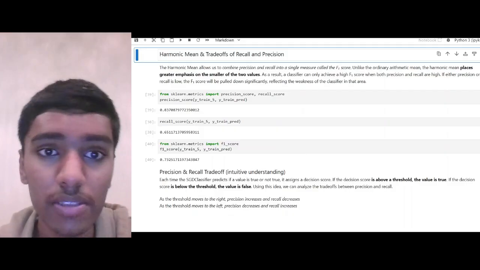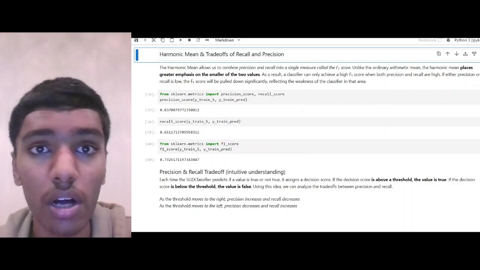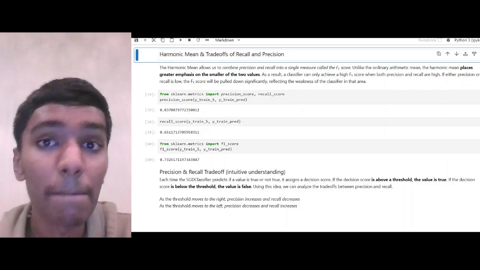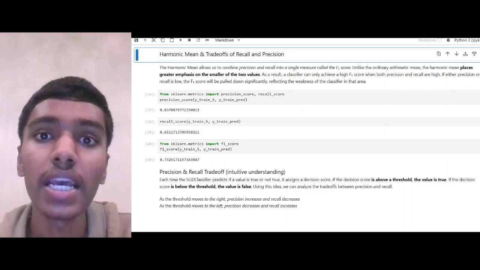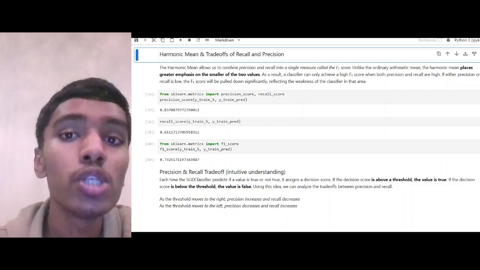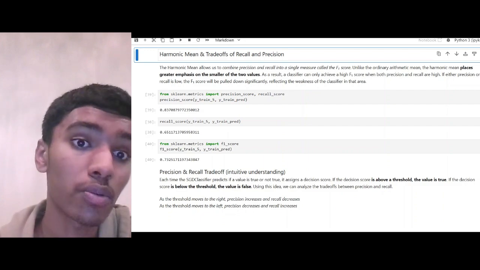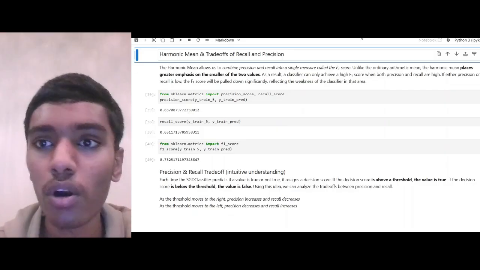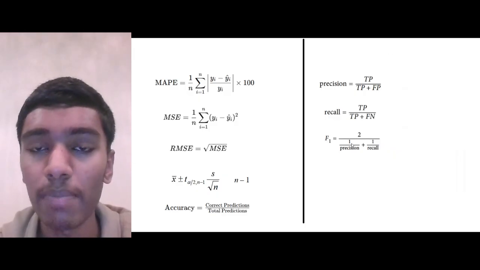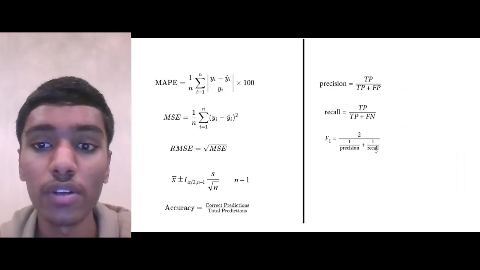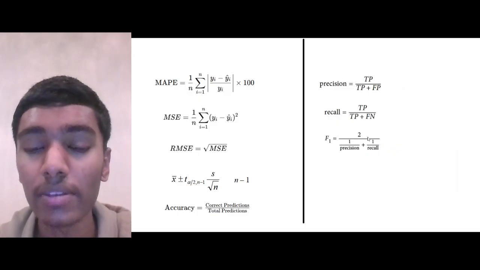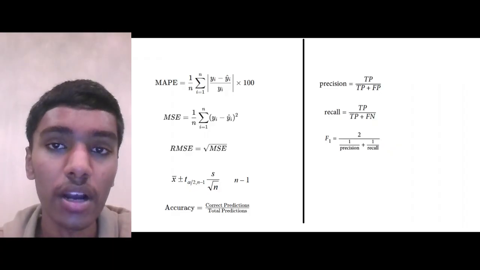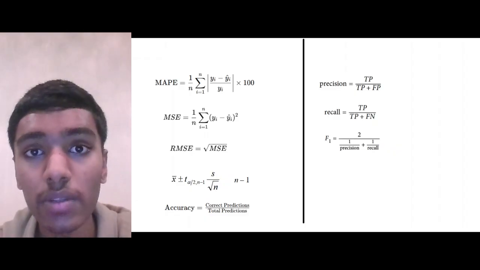What the harmonic mean allows us to do is combine precision and recall into a single measure called F1. It allows us to compare these two percentages, and particularly it gives emphasis to the smaller values, creating a harmonic mean that is skewed towards the lower value. The equation for the harmonic mean is 2 divided by 1 over the precision plus 1 over the recall. This allows us to find a mean between these two values while skewing it closer to the smaller value.